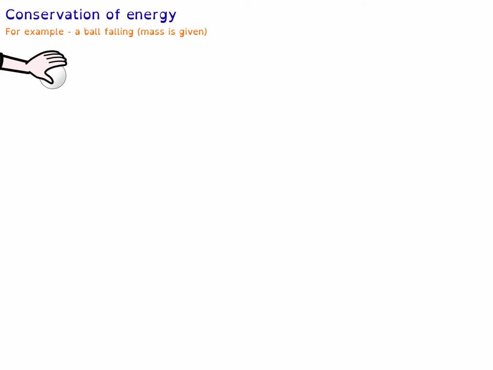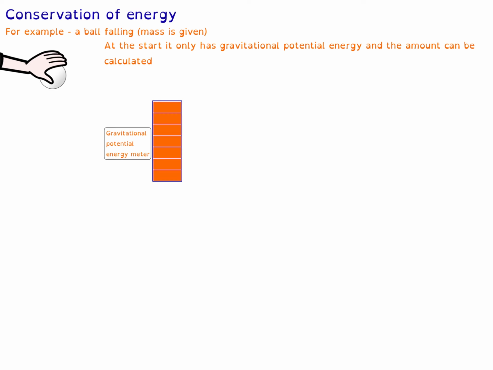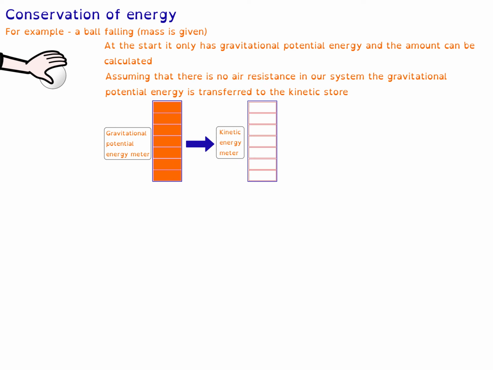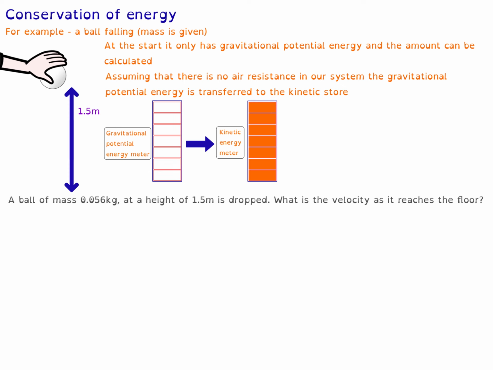We can use the same idea for this example where a ball is falling and mass is given. At the start, the ball has gravitational potential energy and the amount can be calculated. Assuming that there's no air resistance in our system, the gravitational potential energy is transferred to the kinetic store. A ball of mass 0.056 kilograms at a height of 1.5 metres is dropped. What is the velocity as it reaches the floor?